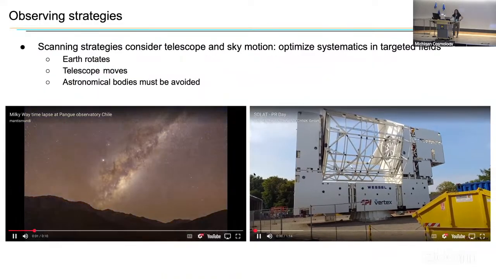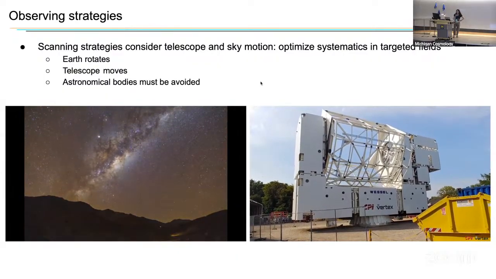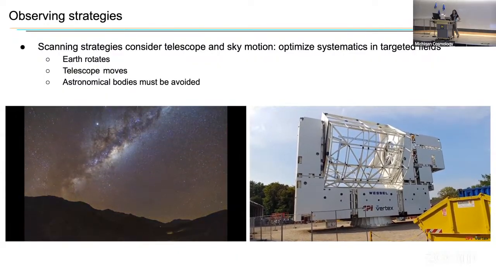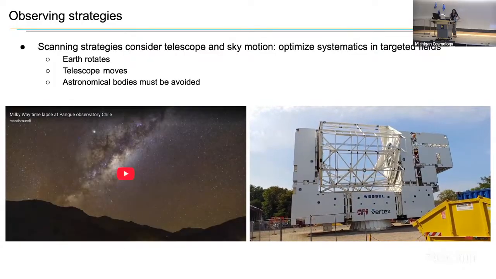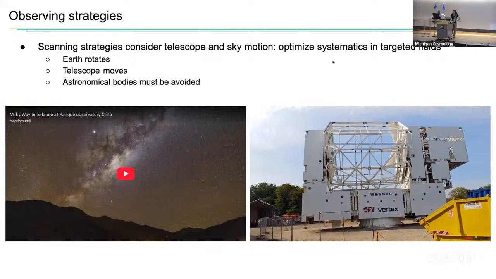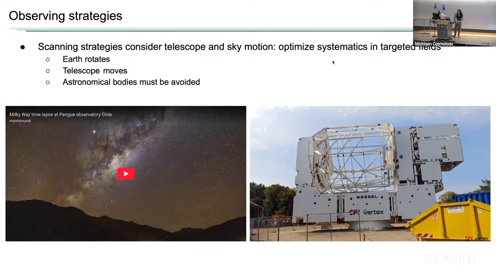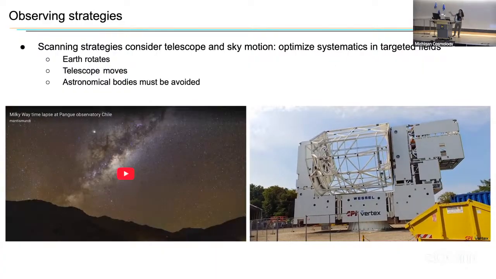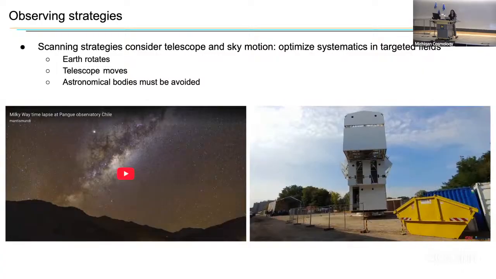And then you need to think about how you're looking. So as you're observing from the ground, Earth is rotating, the sky is moving, and then your telescope is also moving. You might scan in a number of different ways: the directions you're looking, the pattern you're going, how quickly you're turning around at the ends of scans. Those all need to be considered as you're creating your observing strategy.